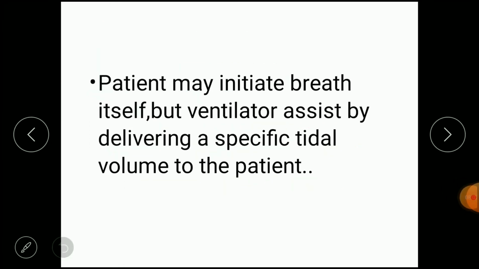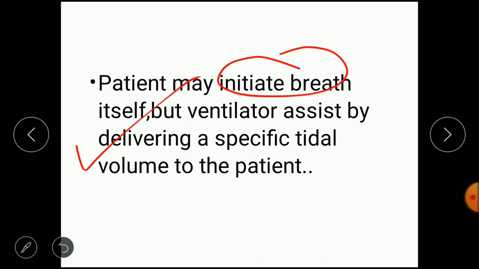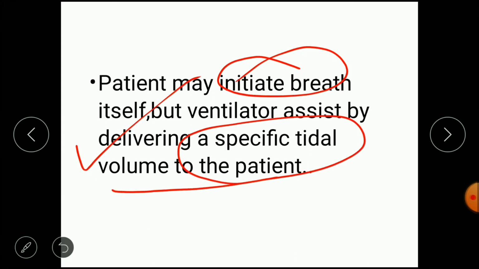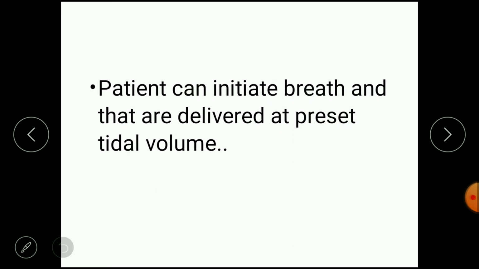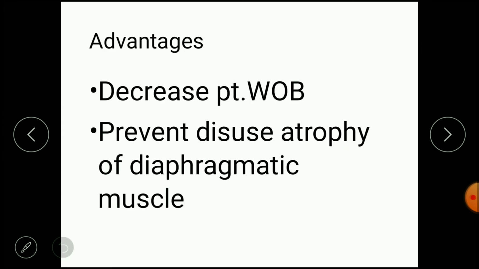The patient initiates the breath itself, but the ventilator assists by delivering a specific amount of tidal volume. As I previously told you, the patient just initiates the breath and then the machine provides a specific amount of tidal volume to the patient. Patient can initiate breaths, and those are delivered at a preset tidal volume. The advantage of this is decreased patient WOB. Here WOB means work of breathing. So it decreases patient work of breathing.